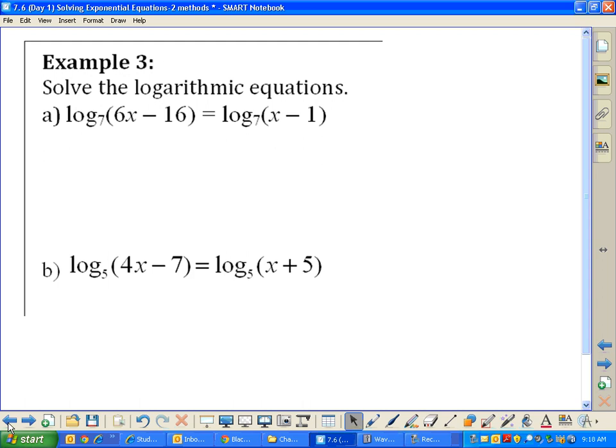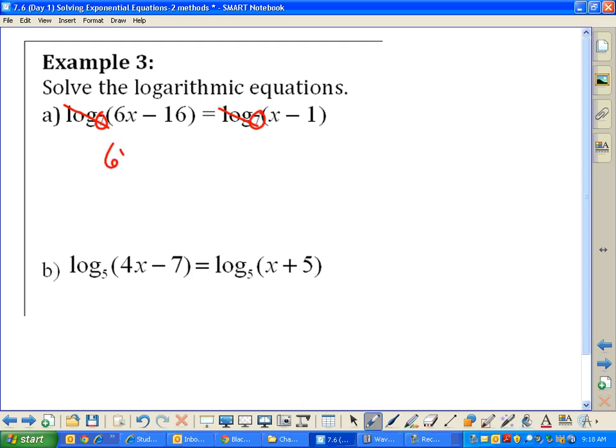And in example 3, it starts off rather straightforward because it's directly referring to the property we just talked about. In part A, it says log base 7 of 6x minus 16 is equal to log base 7 of x minus 1. Well, if you have log base 7 on both sides of the equal sign, it's kind of like that whole thing never happened. So these undo each other because the bases were the same.